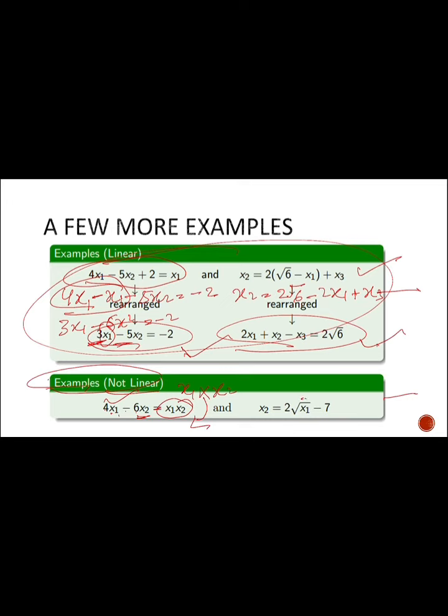Looking over here, x2 standard format minus 2 square root of x1 equals minus 7. What's wrong over here? This is what is wrong. Your variable's power is 1 over 2. That is not possible in a linear equation. That's why this example is not a linear equation example. Coming to the next one.